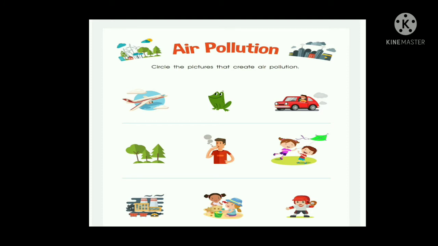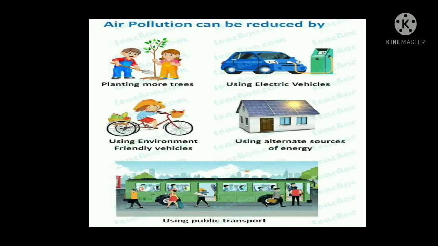Let's check your knowledge of air pollution. Circle the pictures that create air pollution, or you can just identify those activities which create or cause air pollution. Now, air pollution can be reduced by planting more trees, using electric vehicles, or using unleaded petrol or CNG, that is compressed natural gas, in all vehicles. Using environmental friendly or eco-friendly vehicles like bicycles.